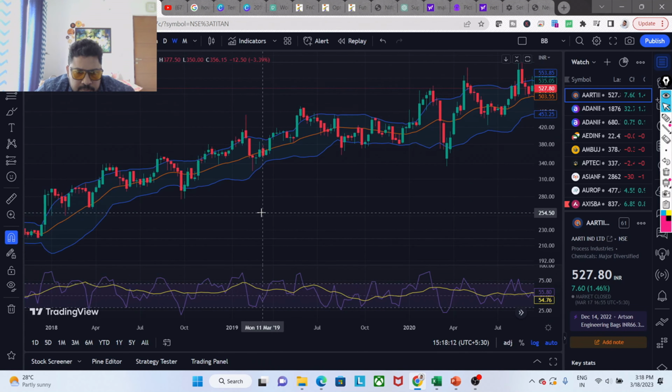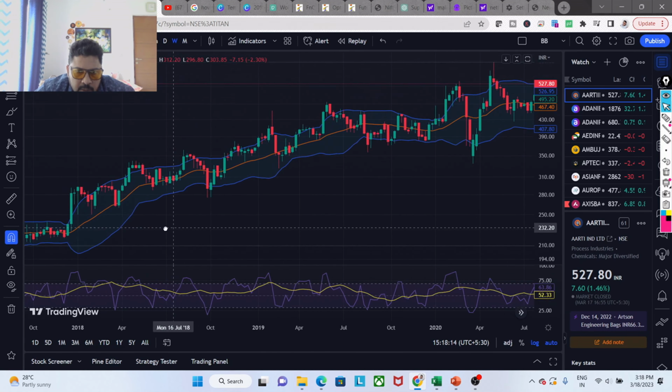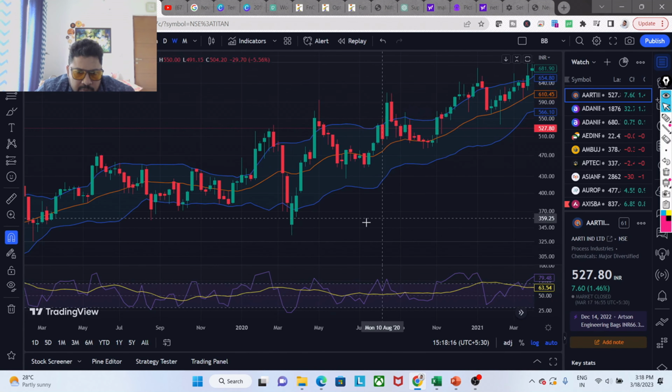Now let's look at a long trade. Long trades are always better when the candle is opening below the lower Bollinger Band. So this is already in a very oversold state. That means a lot of selling has come. Now it's in the oversold state. So here is where you can enter and exit.